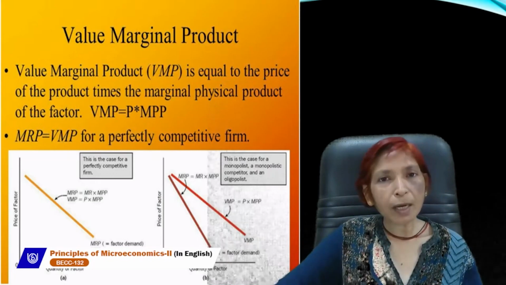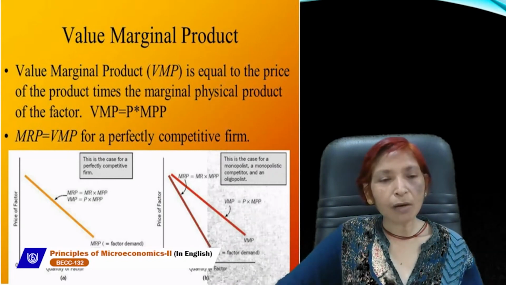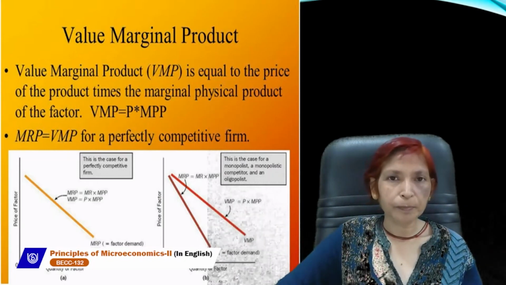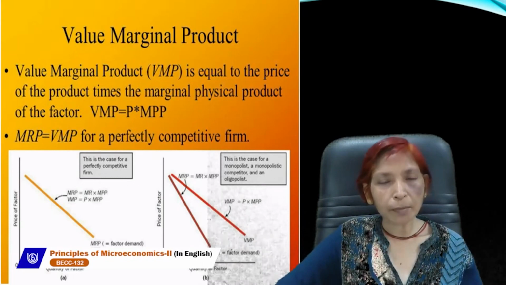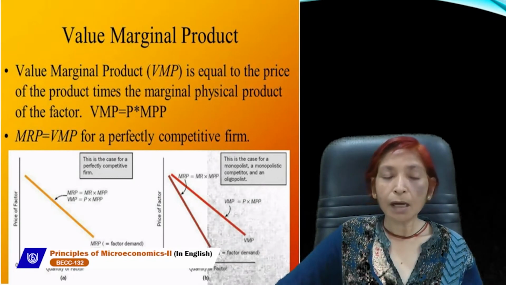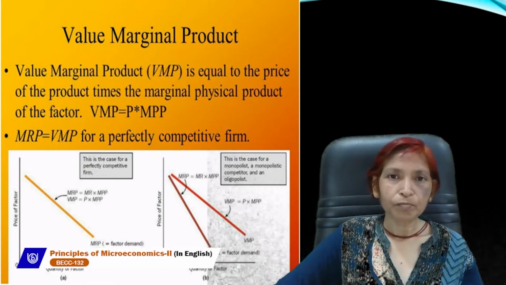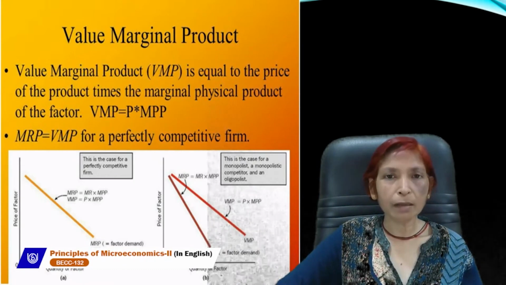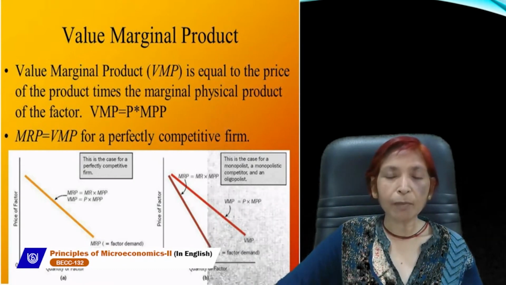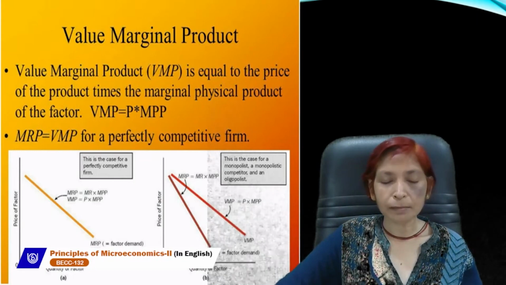Because in a monopoly market, average revenue is always greater than marginal revenue. In a monopolistic competition market, AR is always greater than MR because these firms are price makers. But a perfectly competitive firm is a price taker.